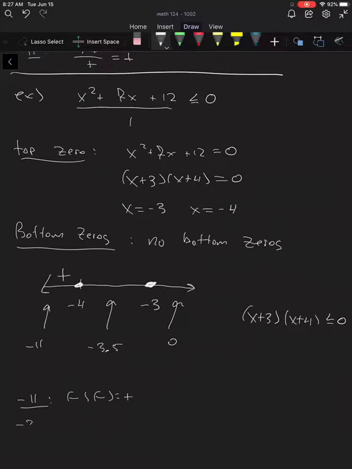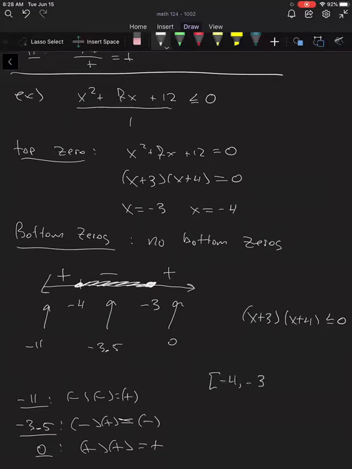If we plug in minus 3.5, it'll be negative and positive, so that gives us a minus sign. And if we plug in 0, both things are positive, so that's positive. We're looking for less than or equal to 0, so that means the minus section, which is just this piece right here, from minus 4 to minus 3.